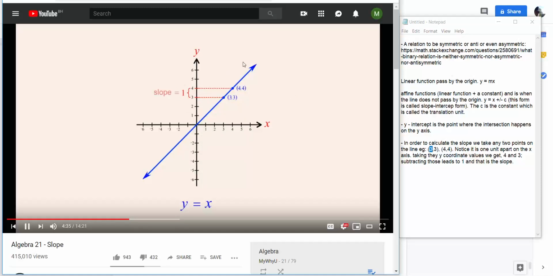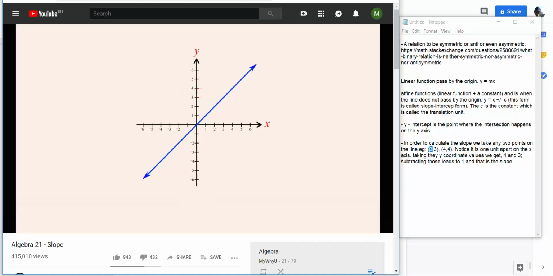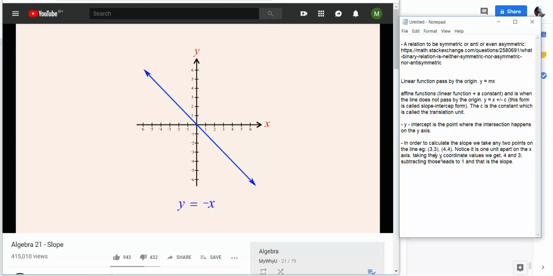So the slope of this line is 1. Now let's find the slope of the line y equals negative x. Once again, we can pick any 2 points separated horizontally by 1 unit. If we pick the points 3, negative 3 and 4, negative 4, the right point's y-coordinate is negative 4 and the left point's y-coordinate is negative 3.